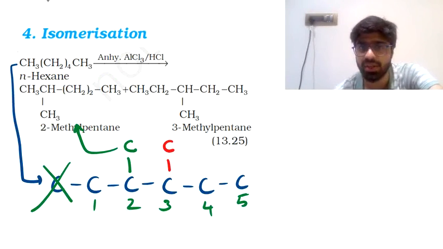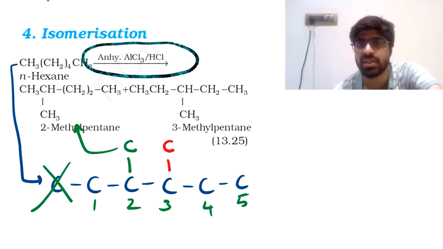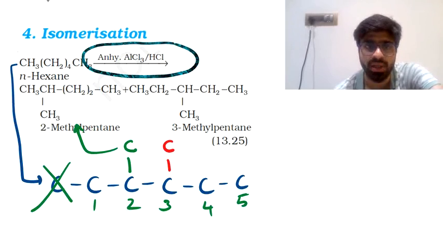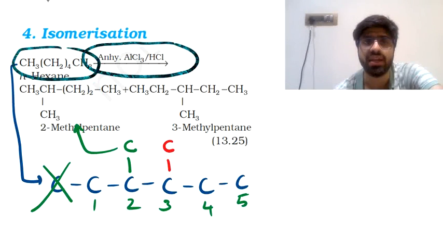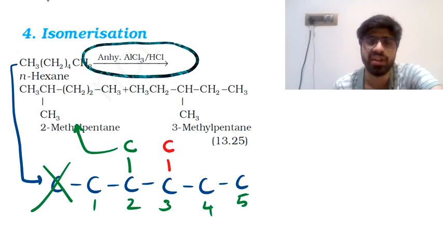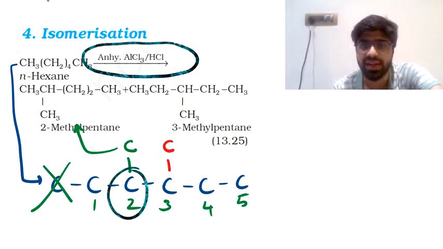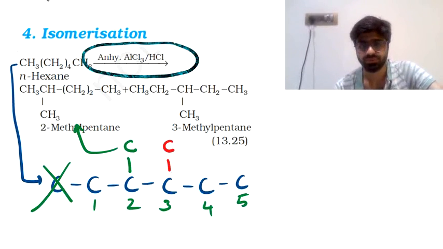Let me just repeat that. In this reaction, you are taking anhydrous AlCl3 and HCl, and what that anhydrous AlCl3 and HCl is doing is, from the alkane that you have taken, it took out a methyl group from the terminal position and made it attach on one of the intermediate positions, that is either the second or the third position.